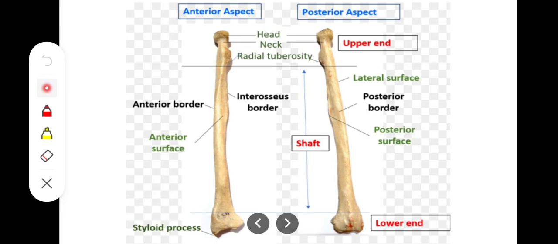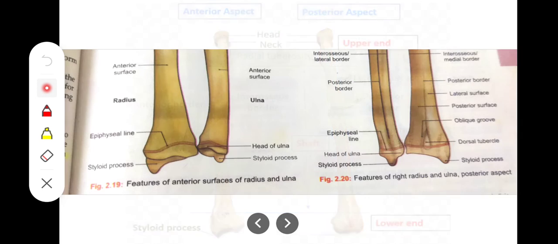Then we have the three surfaces. The anterior surface is present between the anterior and the interosseous border, right here, and the posterior surface is present between the posterior and the interosseous border, which we cannot see here, and the lateral surface is present between the anterior and the posterior borders. So these are the three borders and three surfaces.